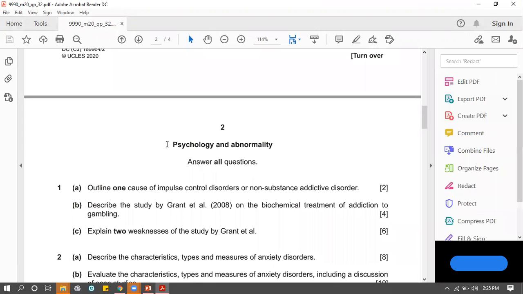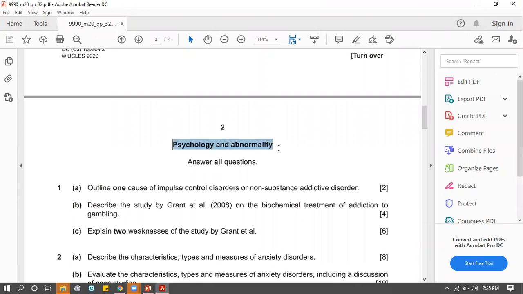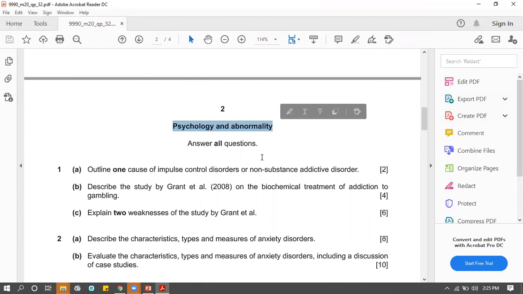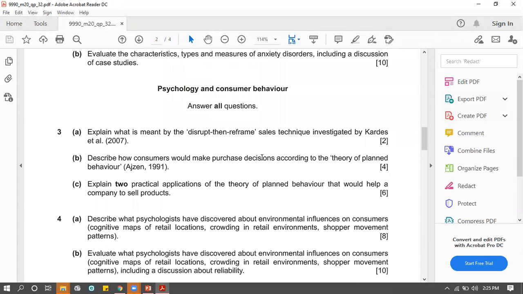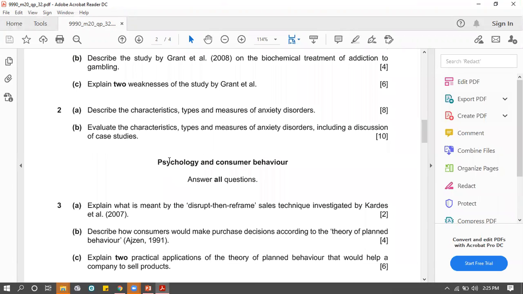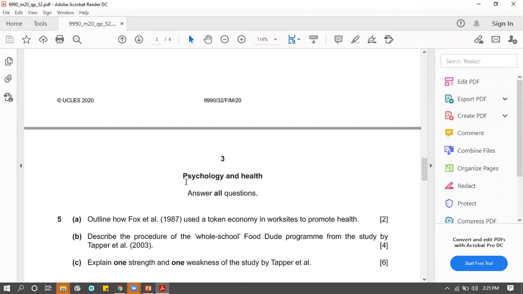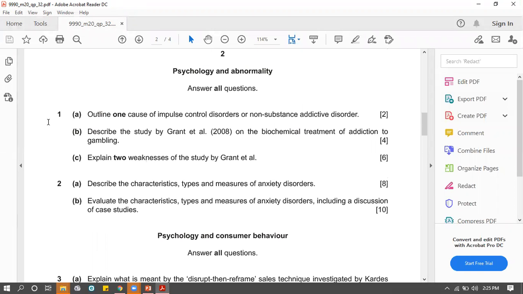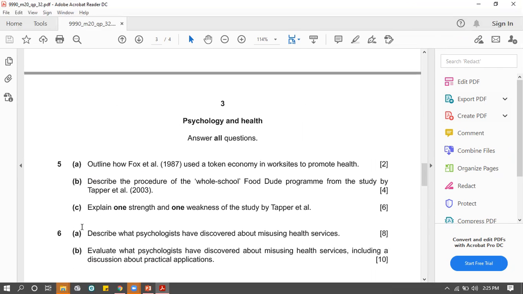Paper three, first section is your abnormal psychology. Second section, consumer, is not going to concern us. Third section is health psychology. So you're going to attempt question number 1, 2, 5, 6 in your paper three. 1, 2, 5, 6, nothing else. Only 1, 2, 5, 6.